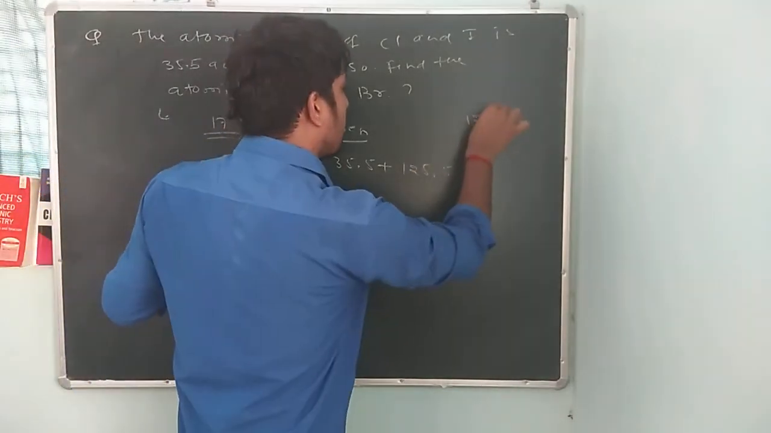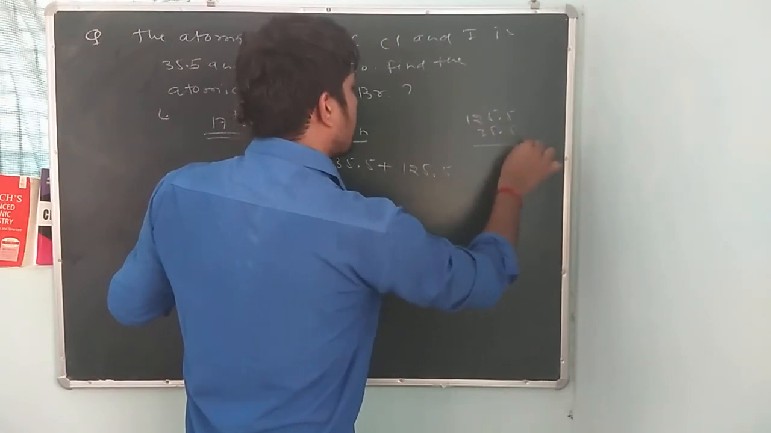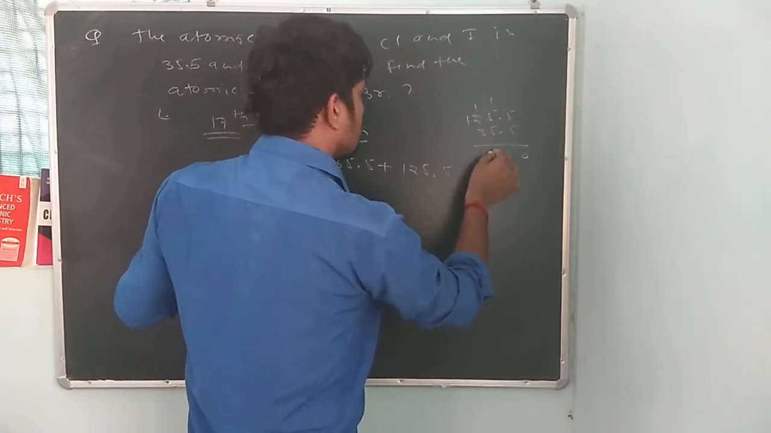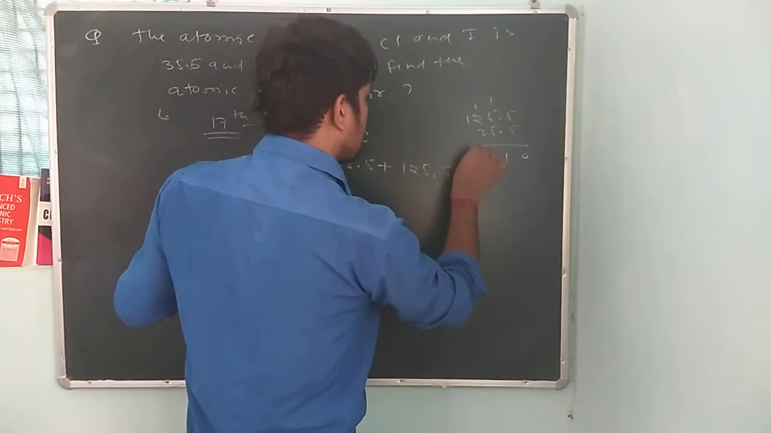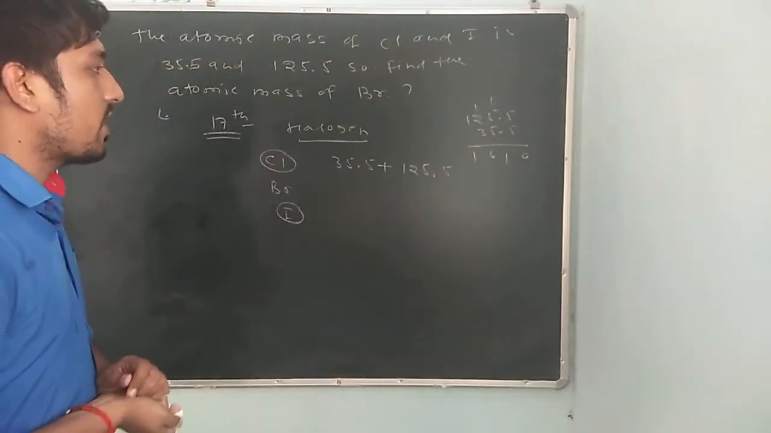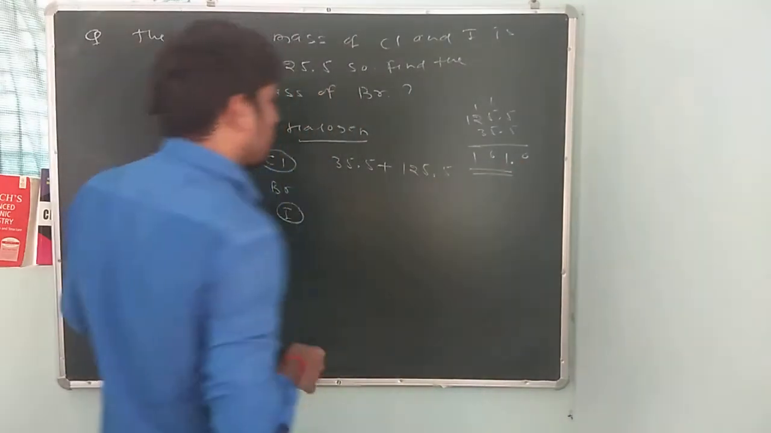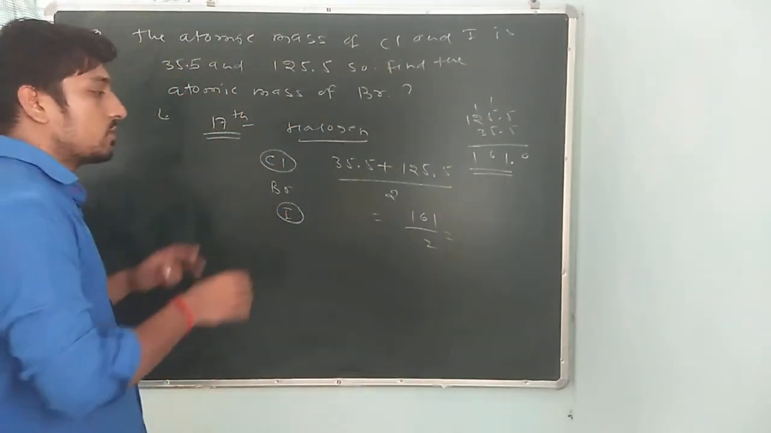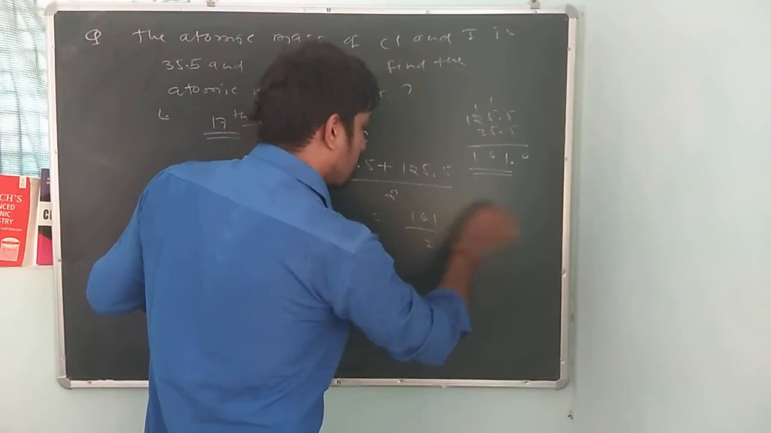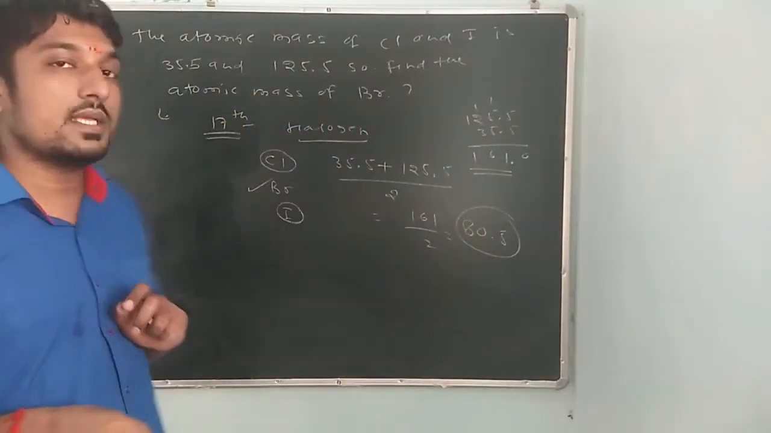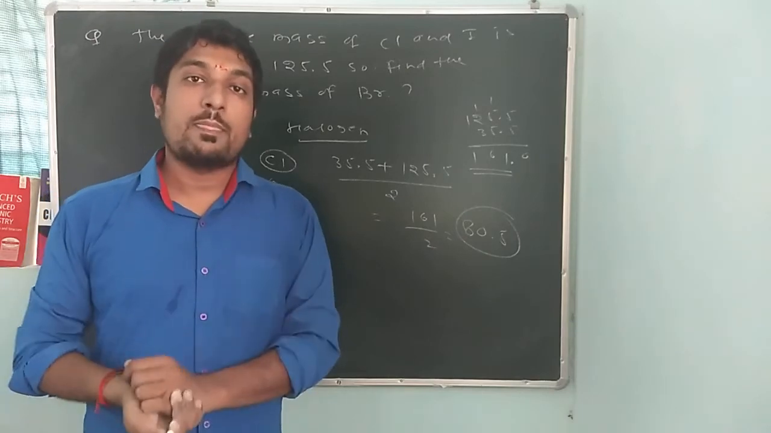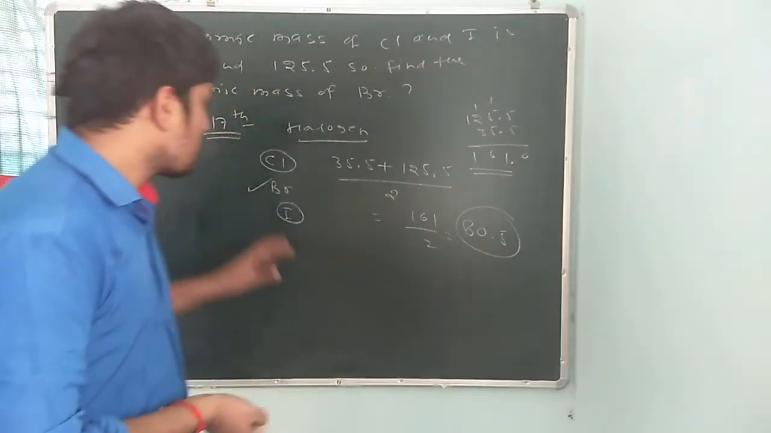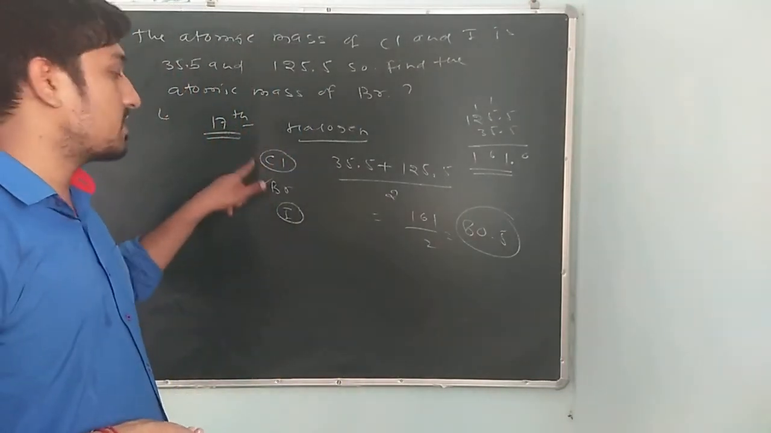So how much do we get? 125.5 and 35.5, so we are getting 161. 161 upon 2, so 80.5. Exactly, the atomic mass of bromine is 80.5. So this is Dobereiner's triads, and we easily get the atomic mass of the middle element with the help of the first and third.